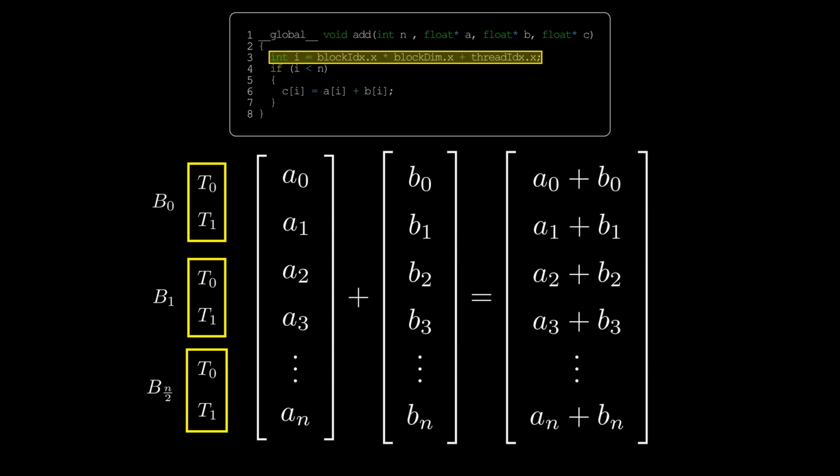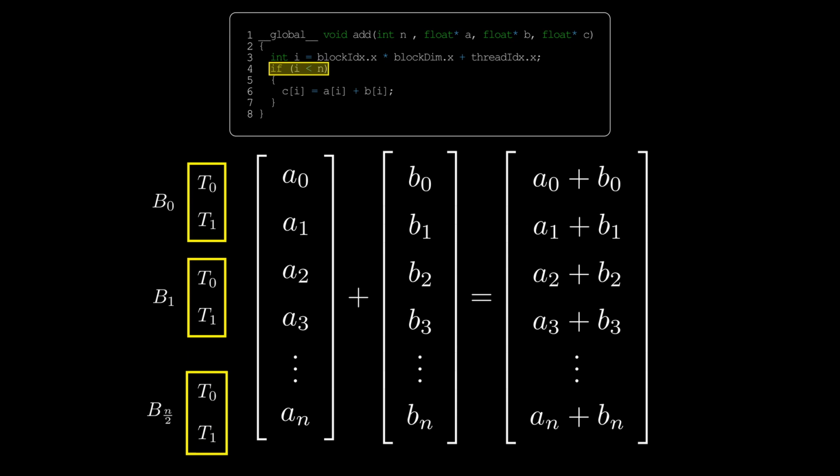It's left as an exercise to the watcher to verify that each thread will calculate a different index. The last difference is checking if our index is inside our vector. For example, if we had an uneven number of elements, the alignment of blocks might look like this, where the last thread in the last block would read and write out of bounds. The check simply ensures that we don't do that.